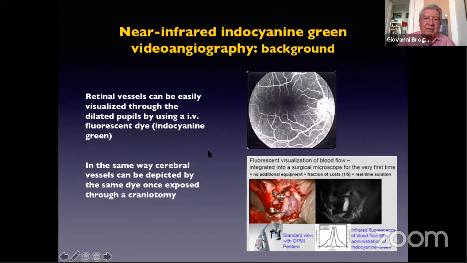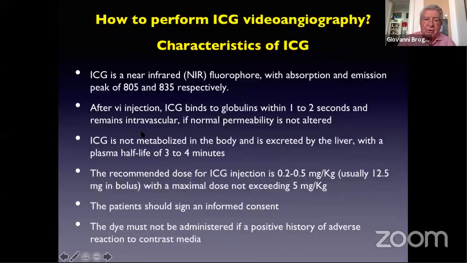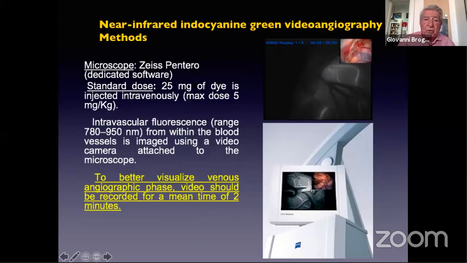ICG, as was shown by Vladimir and others, is one of the drugs that was used by ophthalmologists and is now used for cerebral pathology. It binds with globulin in 2 seconds and remains intravascular. It is excreted by the liver and stays for 3 to 4 minutes in the body. The dye can be administered more than one time during the surgery, and that is very important. You need to use a dedicated microscope. This is one brand, but other brands like Leica and Olympus can do the same things.